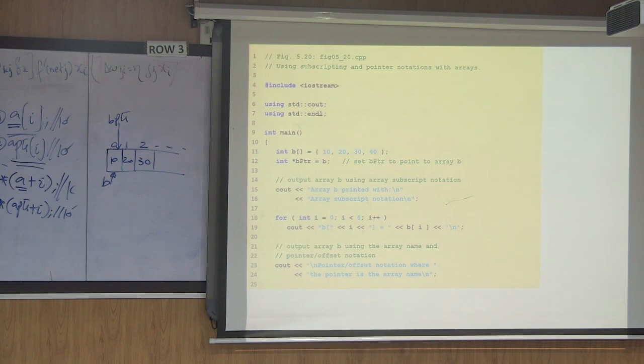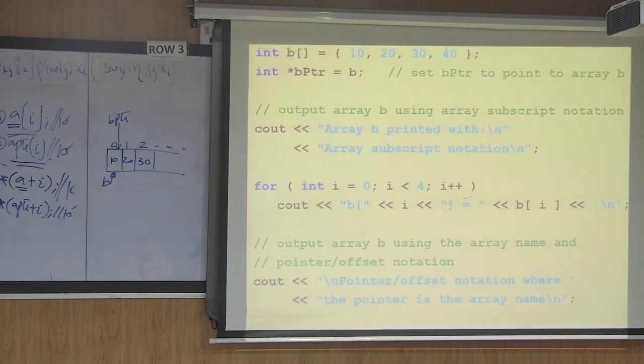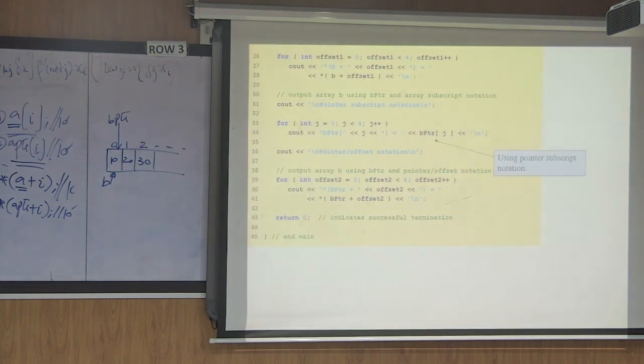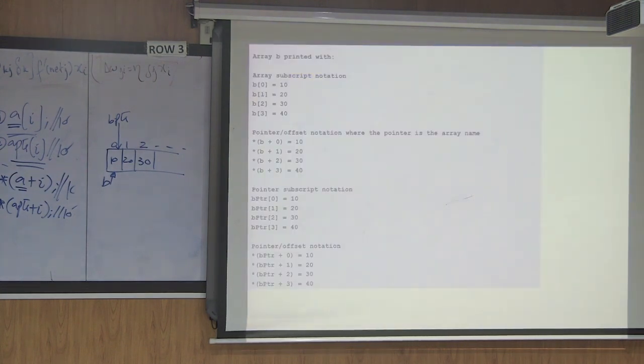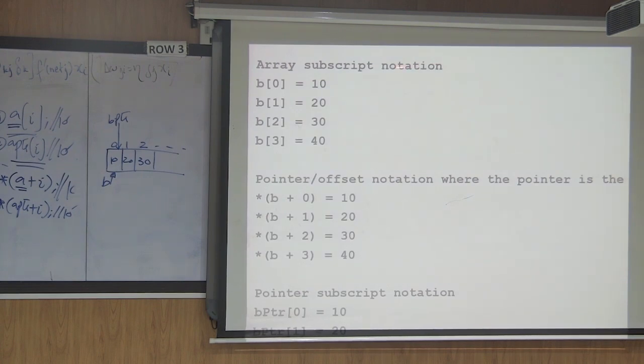First of all, array subscript, the most familiar one, which we have been practicing for the last couple of months at least. The array is in front of us, array of B, printed with array subscript notation, the most common one, the first one. B of 0 equals B of 0, what will be displayed? 10. I gets incremented, B of 1, 20, 30, 40. Very simple. You can see the output. So we have displayed the content using array subscript notation: 10, 20, 30, 40.